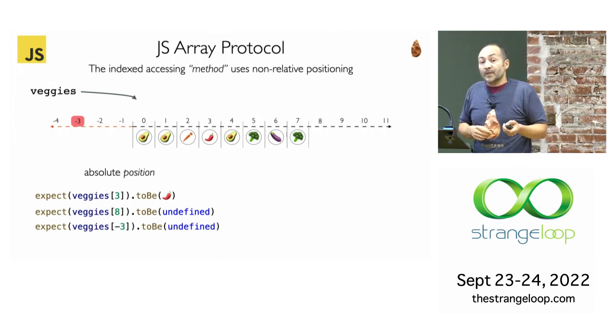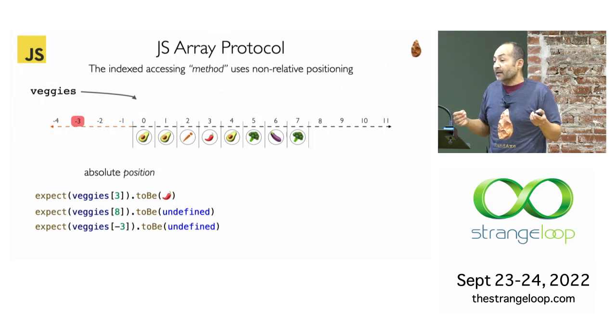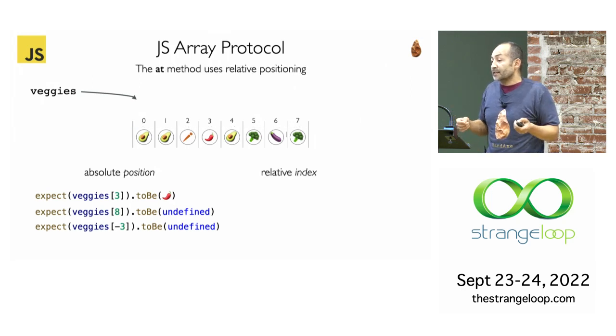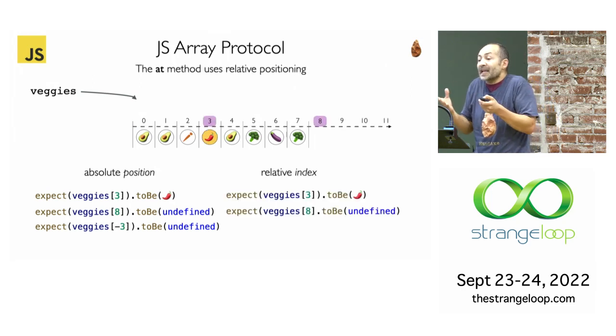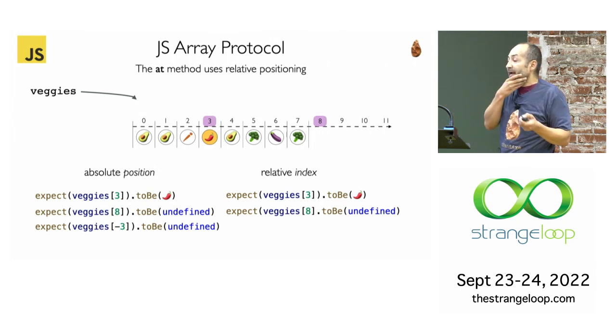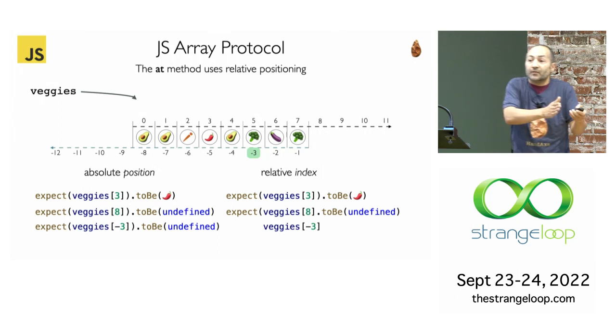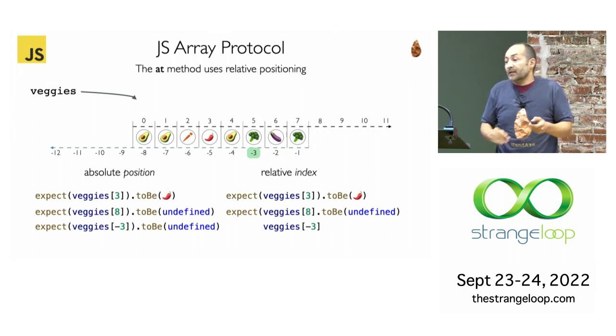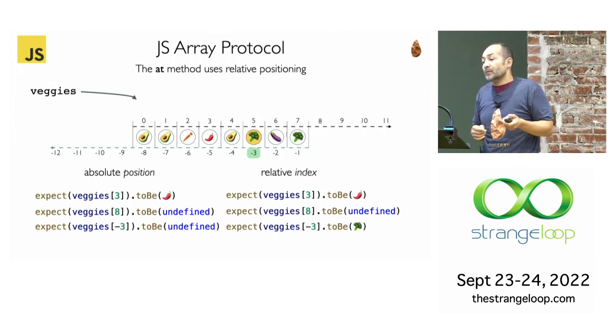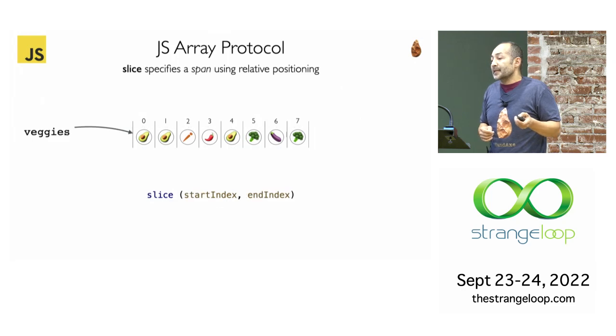And not long ago, they added relative indexing with at. And so we get the same behavior with 3 and 8, as you would expect. But the negatives are a little different. We have a -3 coming off the back end. And that's going to give me broccoli.